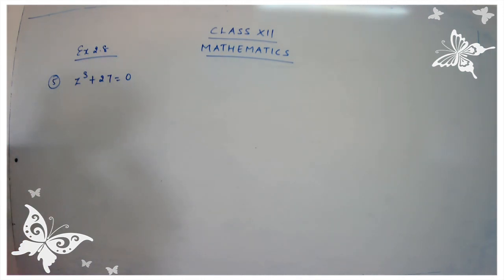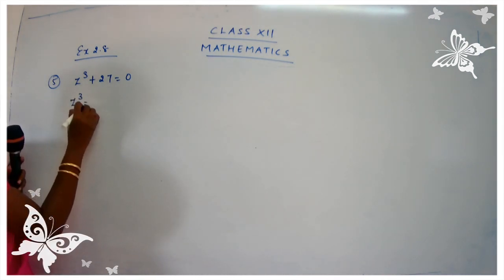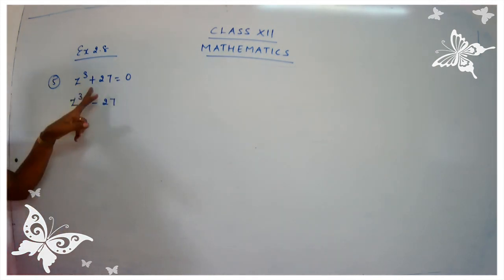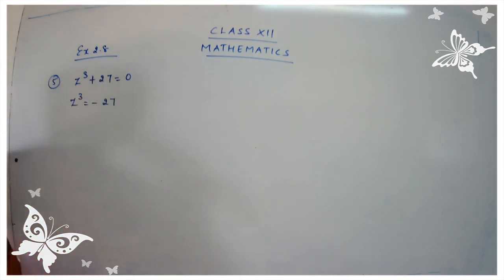Was the question given to you? Solve the equation z cube plus 27 is equal to 0. So let's start with the step here. I'm just going to shift plus 27 from LHS to the RHS. So what do you get here? z cube is equal to minus 27.